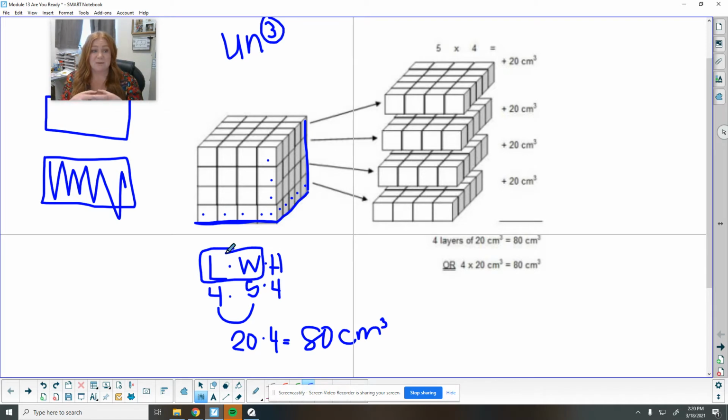Another way to think of this is that by doing the length times the width, we're finding the base. Remember, the base is what it sits on. So by doing this here, we're finding the base. This is the layer it sits on, and there are 4 by 5, which is 20. And we have that 1, 2, 3, 4 times. We have 4 layers of 20, which is 80 centimeters cubed.